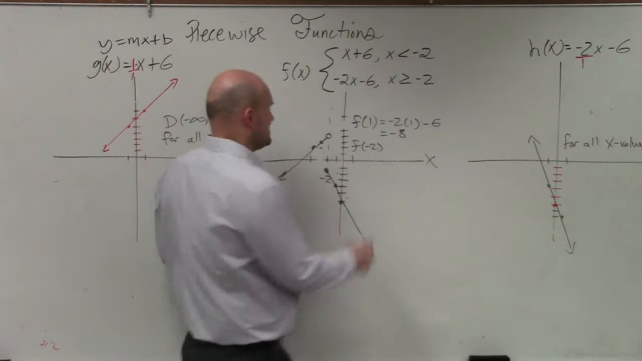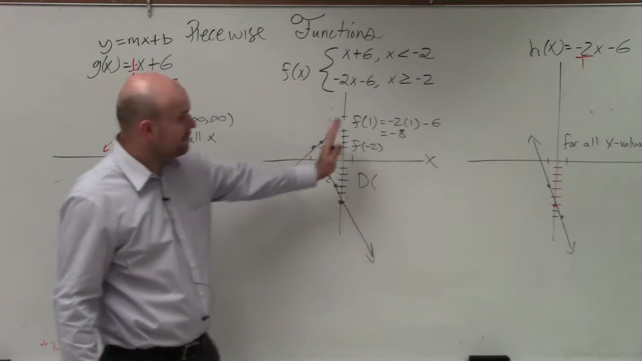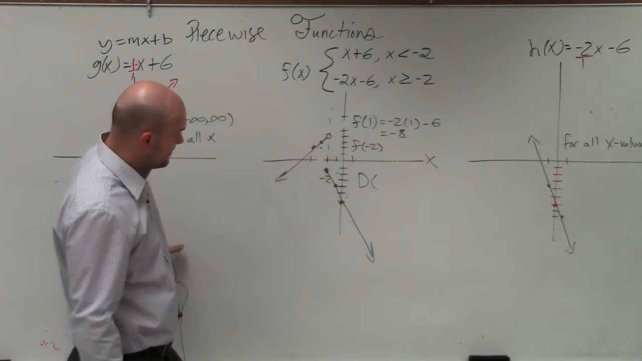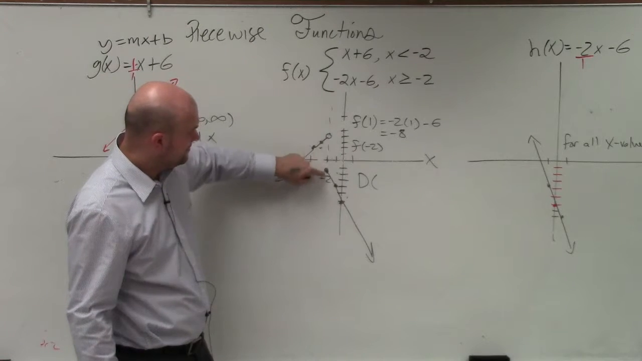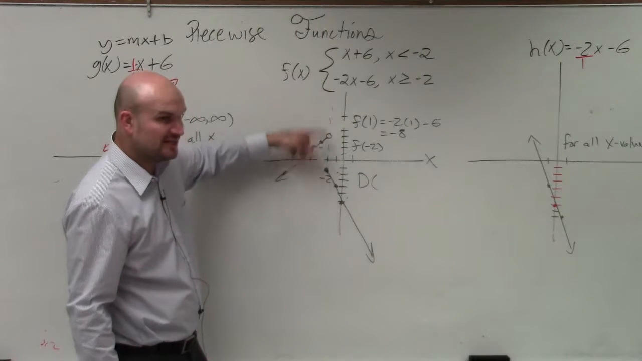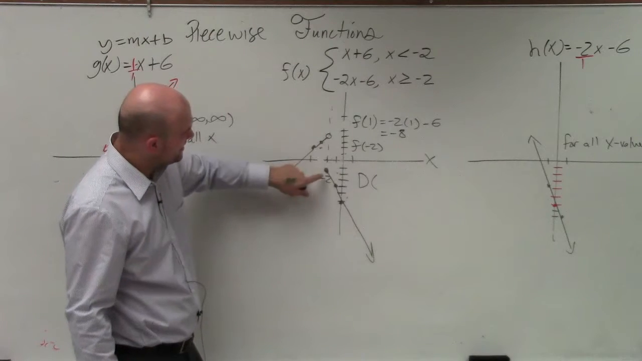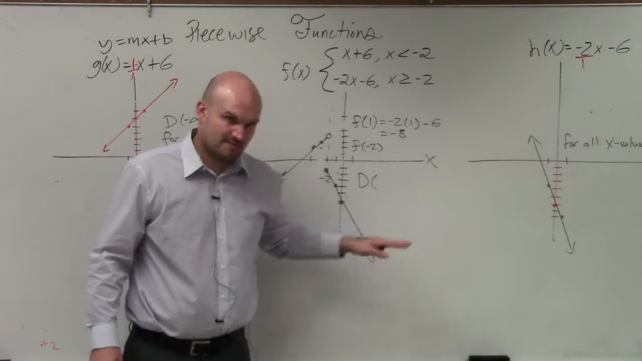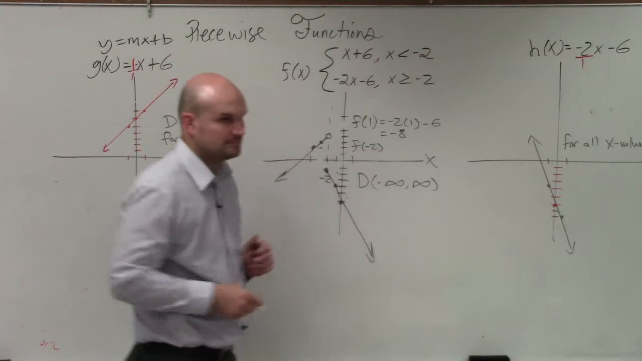OK. Last thing I just want to do is let's identify the domain. If you look at the domain, we want to say how far left does this graph go? Negative infinity. And then it goes all the way to here. It doesn't equal negative 2, but which one does equal negative 2? Down there, right? So this is what we call discontinuity. It's a jump discontinuity, but it's not a discontinuity in the domain because negative 2 is a value, and then that goes to infinity. Remember, we're talking about x values. So my domain is negative infinity to infinity.